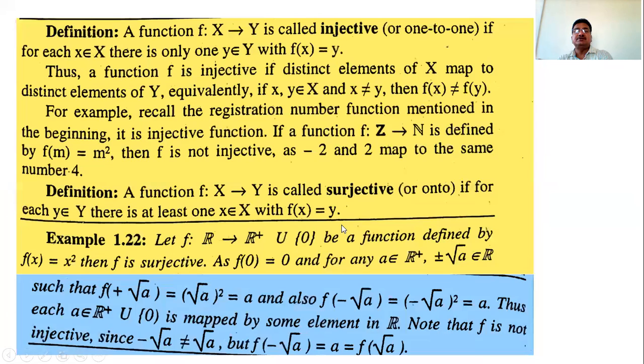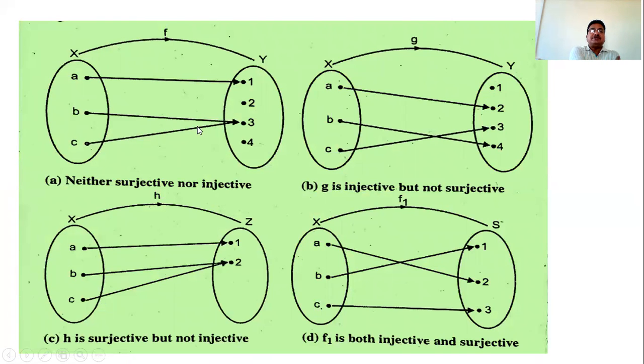Now the examples shown in the four diagrams. The first function is not injective because a, b and c are different but their images are the same. It is also not surjective, not onto, because the elements 2 and 4 have no pre-images. A function is surjective, or onto, if each element of the codomain has a pre-image. If at least one element in the codomain has no pre-image, the function is not surjective. So this function f is not onto. This function g is also not onto because one has no pre-image.